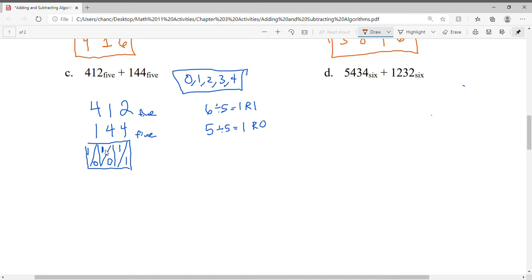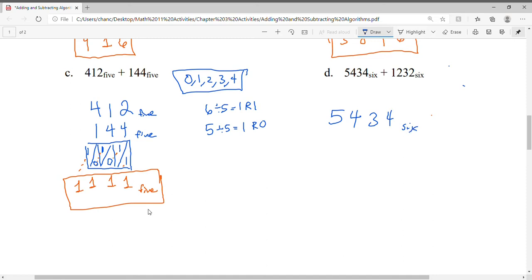Let's add our diagonals. We bring down the first number, that's a 1. This plus this gives us 1. This diagonal gives us 1. We bring down that 1. So our solution is 1, 1, 1, 1, base 5, just like we had in example C. Let's do it again for part D. You're welcome to pause the video and try this problem on your own.